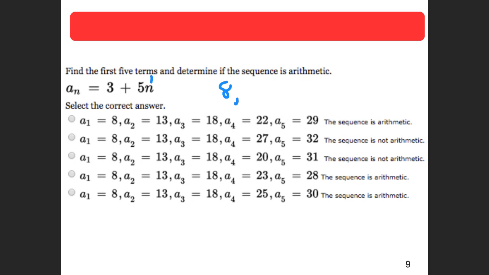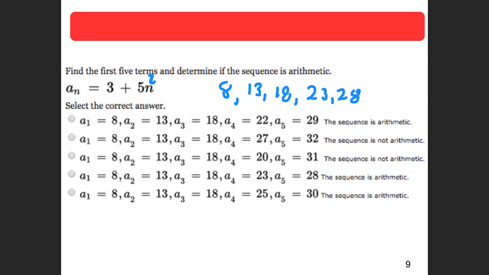If I put 2 in there, I get 10 plus 3, which is 13. If I put 3 in here, I get 5 times 3 is 15 plus 3 is 18. Then if I put 4 in there, 5 times 4 is 20 plus 3 is 23. And then 28. And then it says, is it an arithmetic sequence?